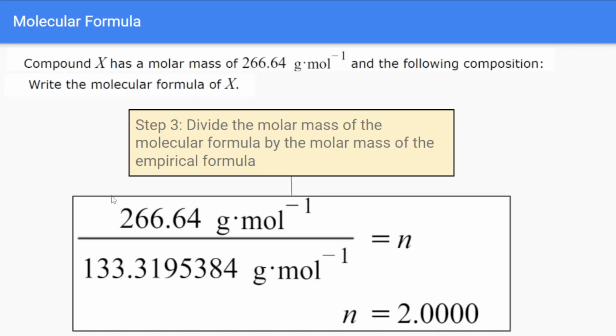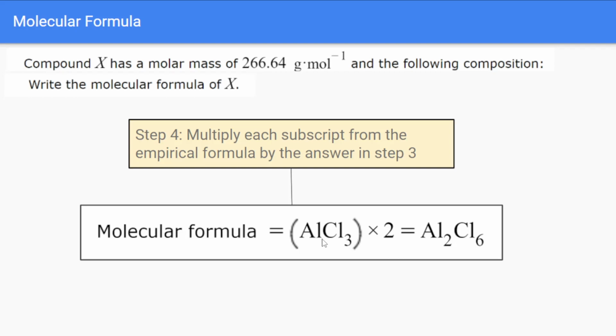Since we had 2, we did molar mass of compound X divided by the molar mass of the empirical formula. That gave us 2. So we multiply AlCl3 by 2. So now we have 2 aluminums and 6 chlorines. So we had 1 aluminum times 2 gives you 2 aluminums. We had 3 chlorines times 2 gives you 6 chlorines. And that's it. That's all you have to do.